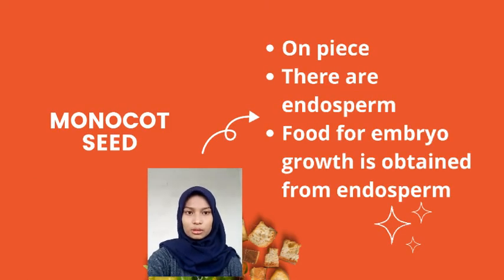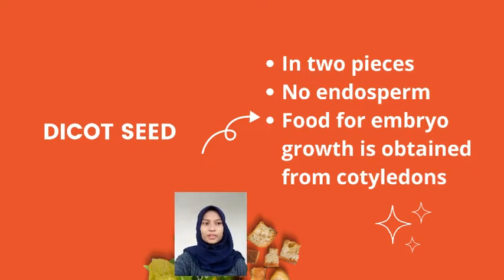Monocot seeds. One piece. There is endosperm. Food for embryo growth is obtained from endosperm. Dicot seeds. Split into two pieces. No endosperm. Food for embryo growth is obtained from cotyledon.